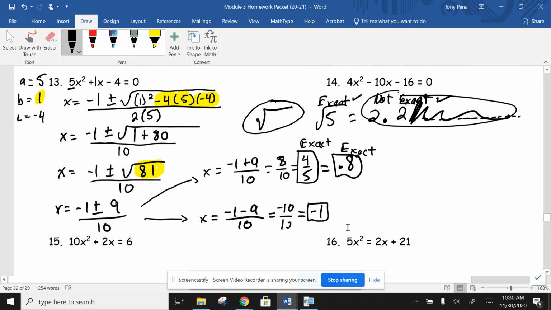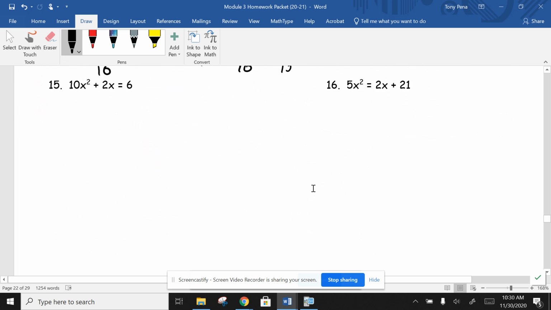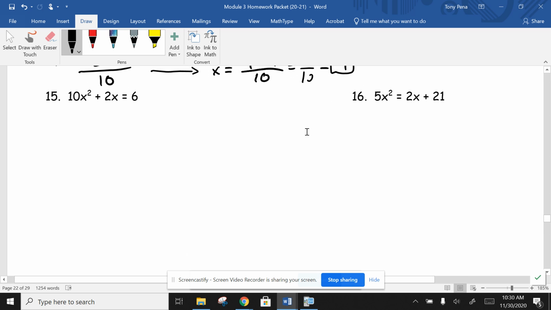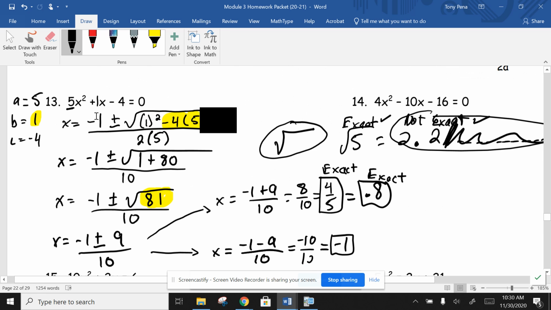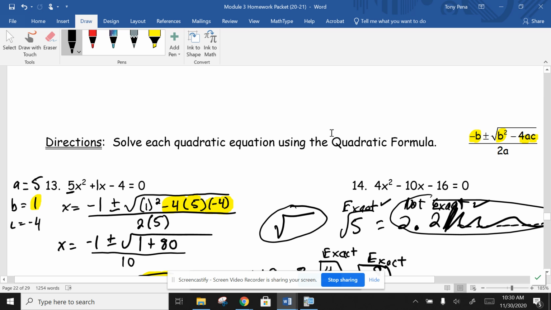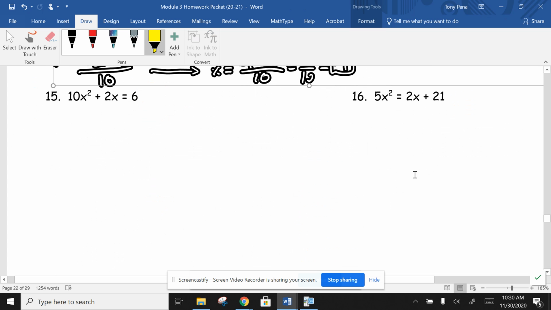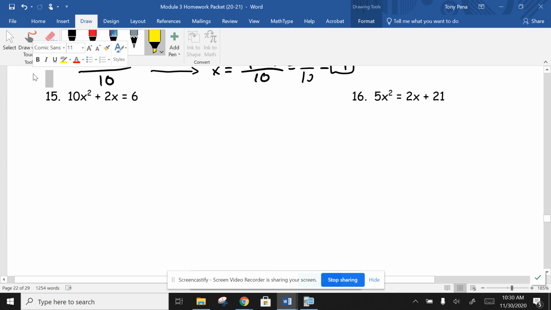All right. And then one more of these I want to do. We'll do 15 or 16. Let's do 16. So go to number 16. And the reason I wanted to do one of these two is what you have to make sure of first and foremost, if you're going to do the quadratic formula, which is what you're told to do here, is that your equation is set equal to 0. So number 13, that was already done for us. Number 14, that is already done for us. But if you look at the last two, you need to make sure that these are set equal to 0.